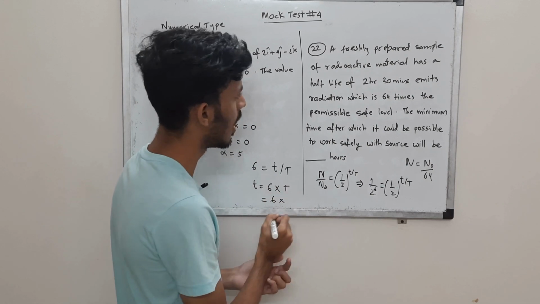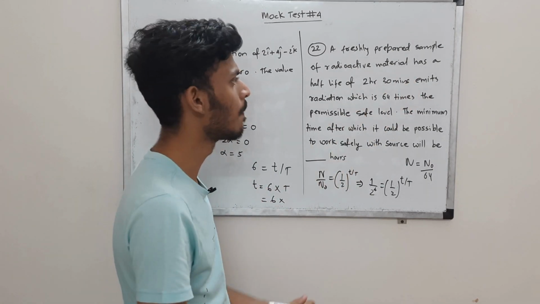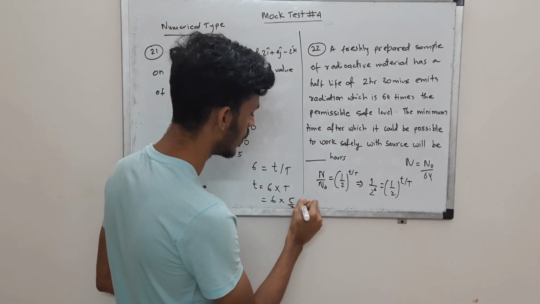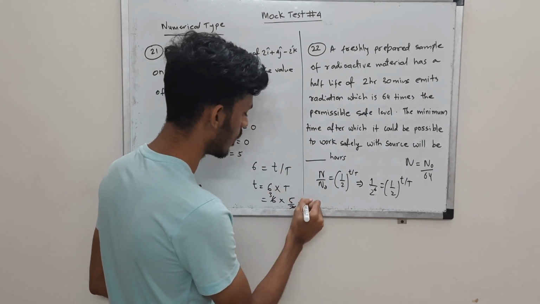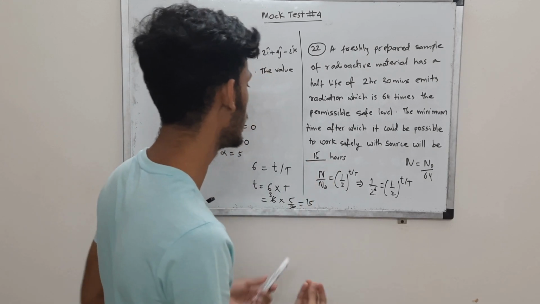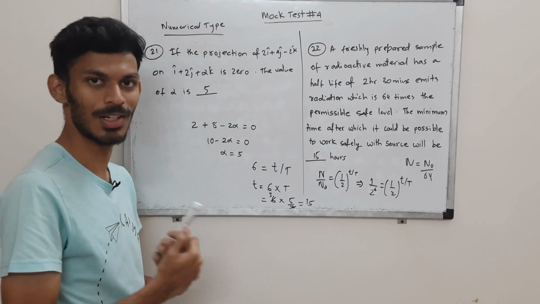So 2 hours and 0.5, right? 2.5, that is half an hour, right? So I can say 5 by 2, right? 2.5 is 5 by 2, and this will give us 15 hours. So the correct option or the correct integer is 15 over here. Over to the next question.